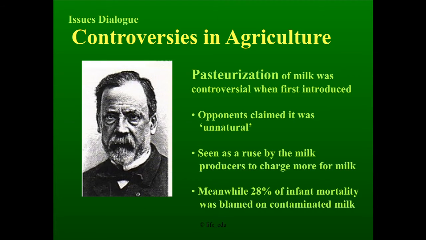There have been controversies in agriculture and in science in the past. Let's face it, pasteurization of milk is a pretty good example. It was controversial when it was first introduced. Opponents claimed it was unnatural. It was seen as a ruse by the milk producers to charge more for milk. Meanwhile, 28% of infant mortality was blamed on contaminated milk. Is that a ruse by the milk producers, or is it a way to introduce better health practices?